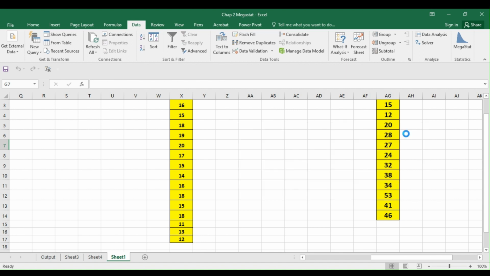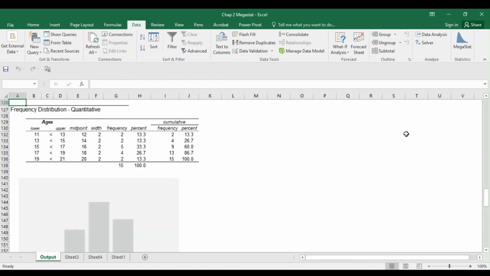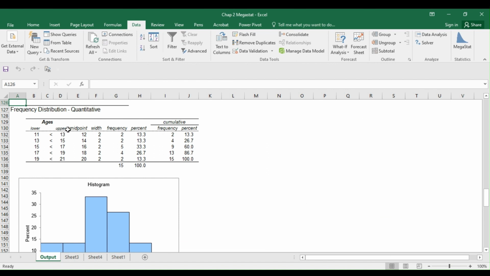Okay, let's see what output we get. Yes, this is the output that we get. Here we have got the classes. Then we have midpoints, and then we have width, meaning the class width is fixed. Here we have frequency. This is percentage. This is cumulative frequency, and this is cumulative percentage.